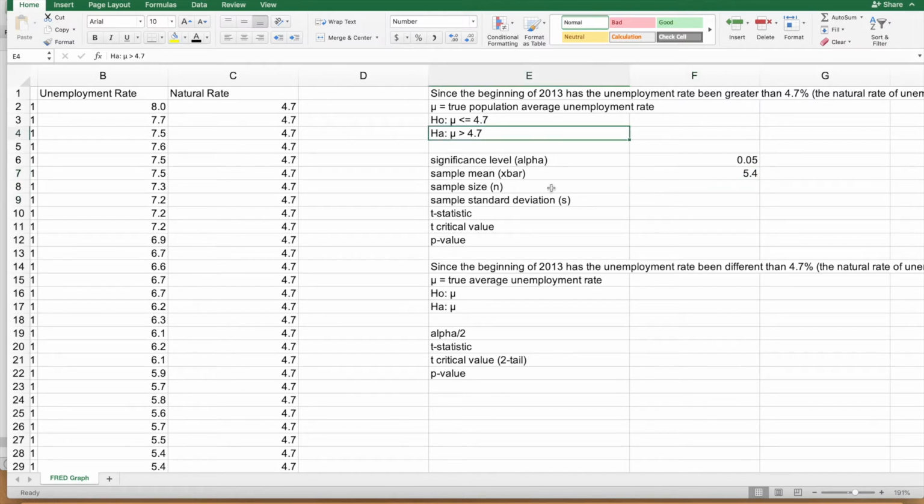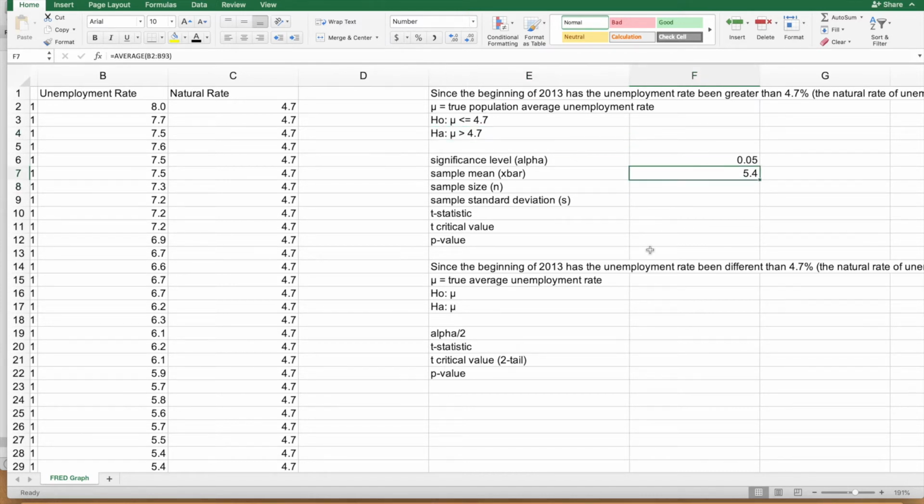Now clearly, 5.4 is greater than 4.7, but we cannot, so when we looked at the chart, our kind of intuition was correct. The blue line on average was higher than the orange line. But we do not yet have enough evidence to reject the null hypothesis and accept the alternative, because we don't know if that difference between 4.7 and 5.4 is statistically meaningful. Because as you know, even if the truth is that the unemployment rate is 4.7 on average, random variation could cause us to observe a sample unemployment rate that is above that average.